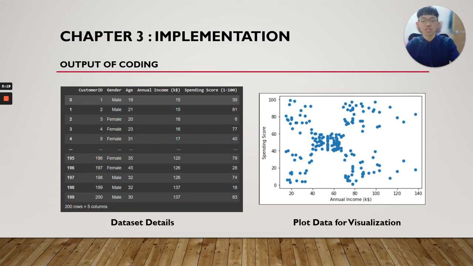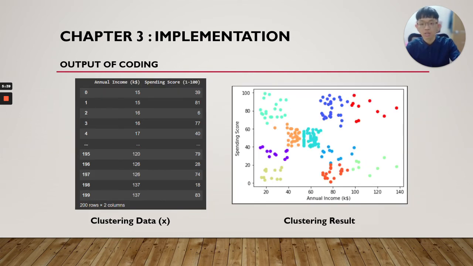Coming to the implementation. The implementation of this dataset in detail is shown in this picture, and the right one is the plot of the data for visualization of the dataset details. Next is the clustering data. The result of the K-means is with the number of clusters being 10. The customers are segmented based on annual income and spending score, shown in the clustering result in this graph.